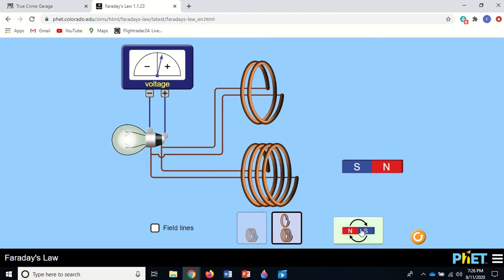And now we're going to switch it around and have the south pole here. So we move it in. When we moved the south pole in, it moved to the right. And when we moved it out, it moved to the left. See, that's opposite of what the north pole did. North pole in moved to the left, out moved to the right. South pole in moves to the right, out moves to the left.